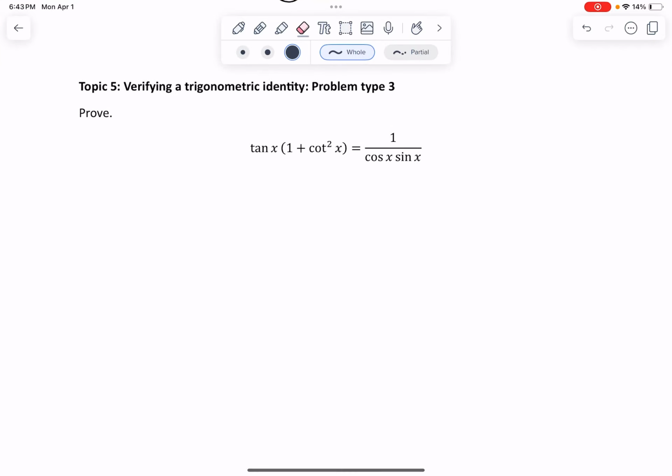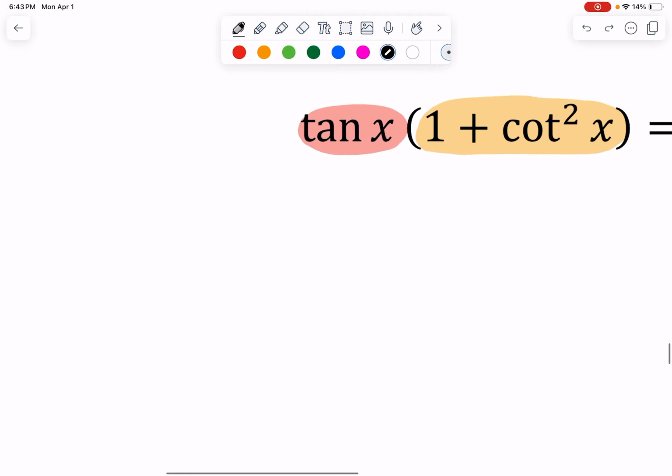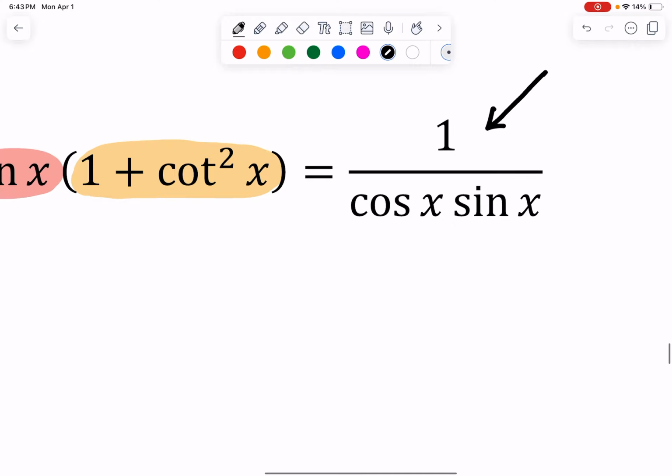For topic 5, we're verifying another trig identity. This equation says if we multiply tangent x times 1 plus cotangent squared x, they're saying that we should be able to make it into this fraction form on the other side. So to prove this, we will start from the left side, the red times orange, to see if we can do some simplifying and get it into that form, okay?